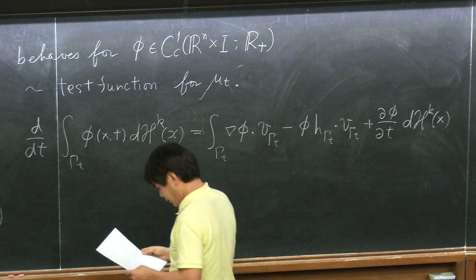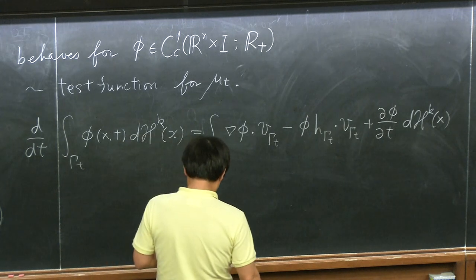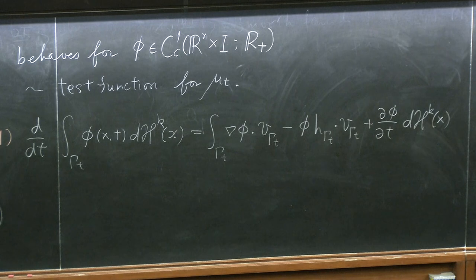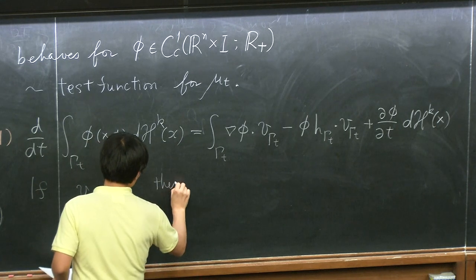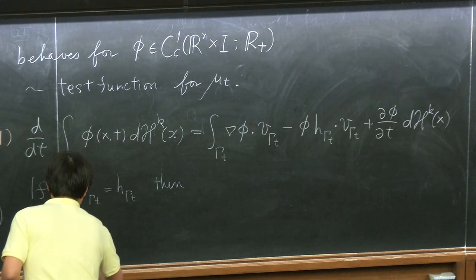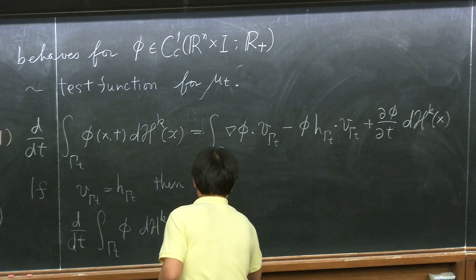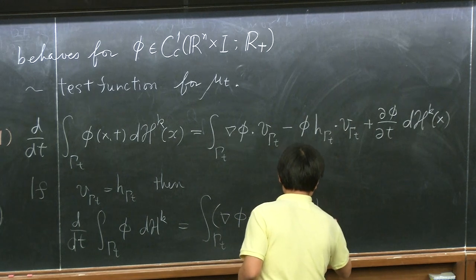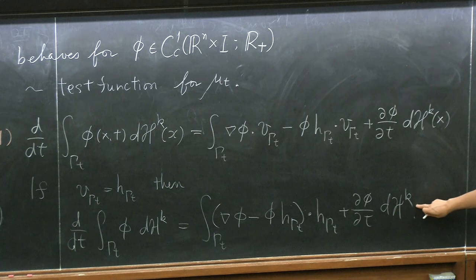And this is fine. This is for any moving surface, not necessarily mean curvature flow. Okay, so this is just any moving smooth surface. And let's write this, I'm putting carefully a number to the equation. Okay, so this is one. And if the velocity happened to be the mean curvature, then we just substitute this mean curvature, so we end up having this equal to the integral over gamma t of nabla phi, just putting together, minus phi h dot h plus d phi dt. Okay. This is fine, right? Just replacing B by H, then you get this. Okay?